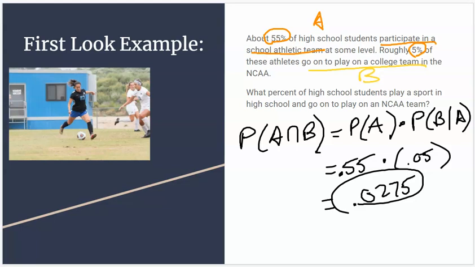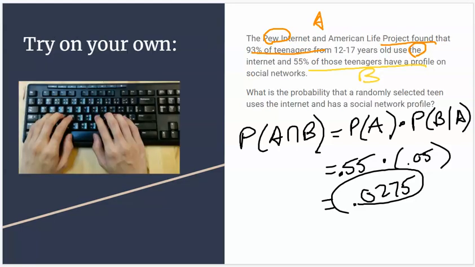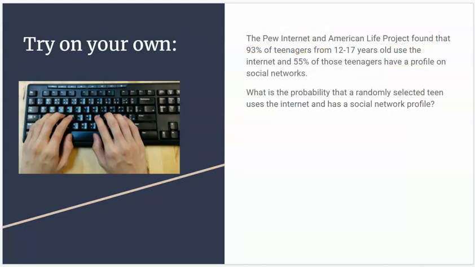Does that make sense here? That means that about 2.75% of all high school students will do both of these things, because we know that 55% of them play on a high school team, and then 5% of those people go on to play on a college team. All right, so let's give you a shot at this type of problem. I'll give you a chance to look at this and then give it a shot.